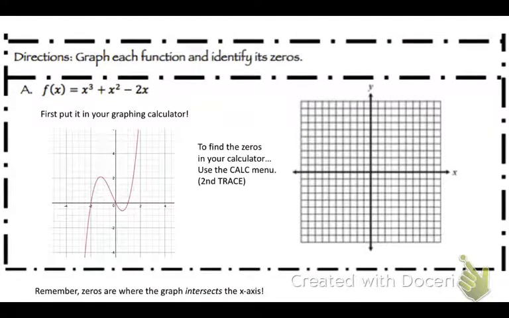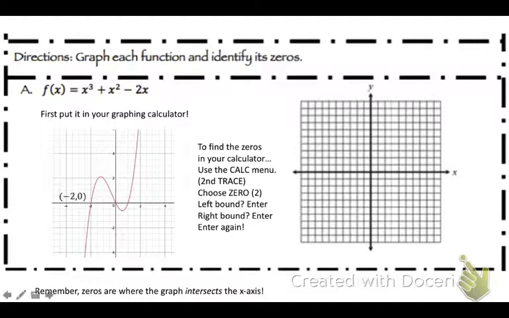To find these, you do second trace. So you go to the calc menu, and you're going to choose 0. Then it'll bring up a little spider looking thing, and it says left bound. So you go to the left bound, push enter. Go to the right bound, push enter again, and it will give you that zero, so -2, 0. Do the same thing for the middle one. Do the same thing for the right one. Okay, so those 3 zeros are -2, 0, and 0, 0, and 1, 0.